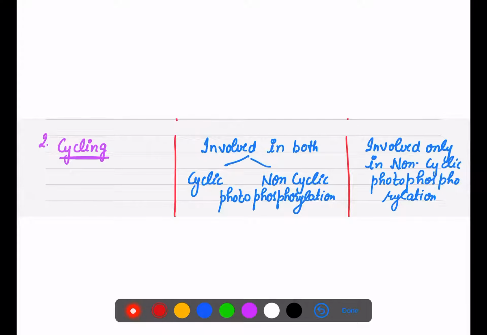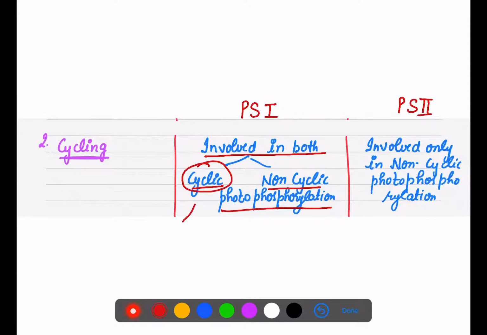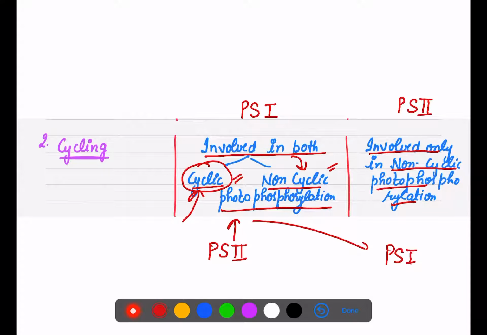Next is cycling. We are talking about photosystem 1 and photosystem 2. Photosystem 1 is involved in both cyclic and non-cyclic. Today we have discussed cyclic, and non-cyclic we discussed in our previous lecture. What was non-cyclic? First electrons were getting activated, and then they were transferred to photosystem 1. So photosystem 1 is involved in both cyclic and non-cyclic, but photosystem 2 is involved only in non-cyclic photophosphorylation. So this point is also clear.